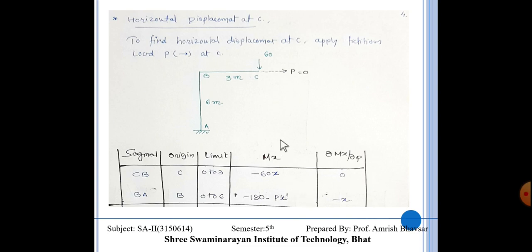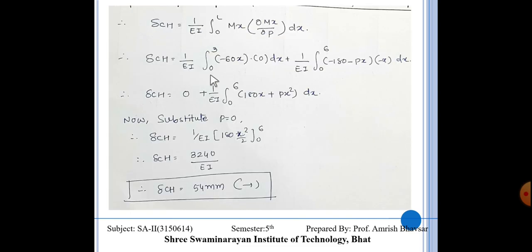Now we can consider these values and get the horizontal displacement at C, that is 1 upon EI integration 0 to L Mx into del Mx upon del P. Now we have all the values to put in this equation: 1 upon EI integration 0 to 3 of minus 60x into 0, plus 1 upon EI integration 0 to 6 of minus 180 minus Px into minus x dx. So delta CH is equal to 0 plus 1 upon EI, this much value.